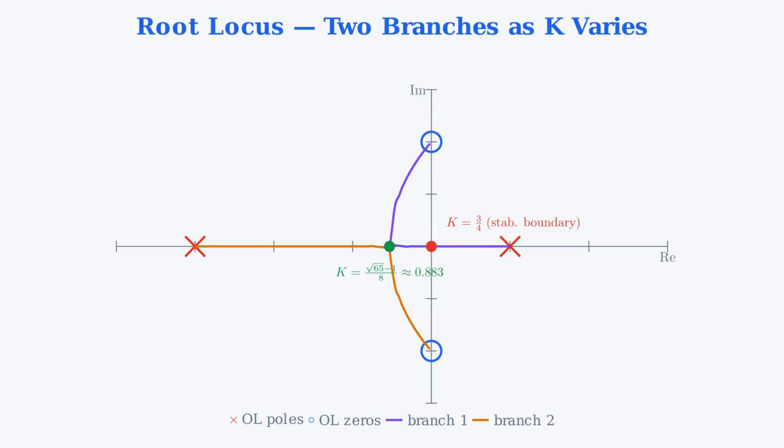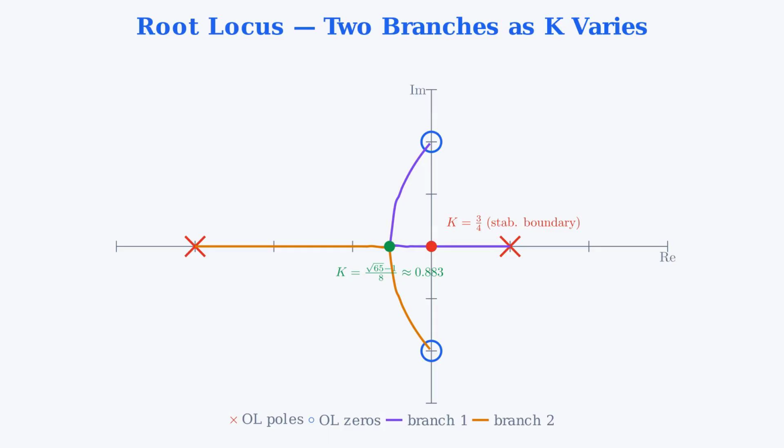Test to the right of +1. 0 open-loop poles or zeros to the right. 0 is even, not on locus. Test to the left of -3. 2 open-loop poles to the right. Even, not on locus. Conclusion. The real axis portion of the locus is the segment from -3 to +1. Rule 4. Asymptotes. With n minus m equals 0, there are no asymptotes. Every branch terminates at a finite zero.